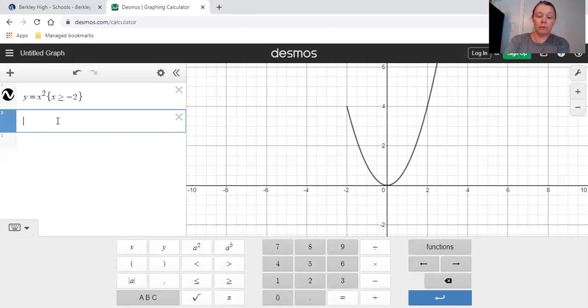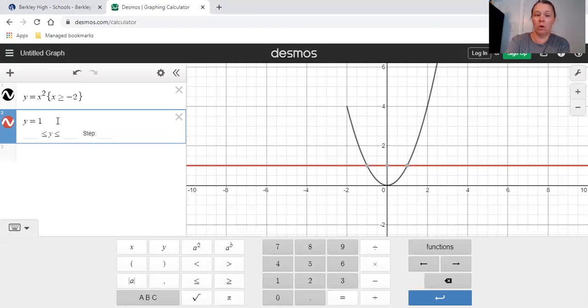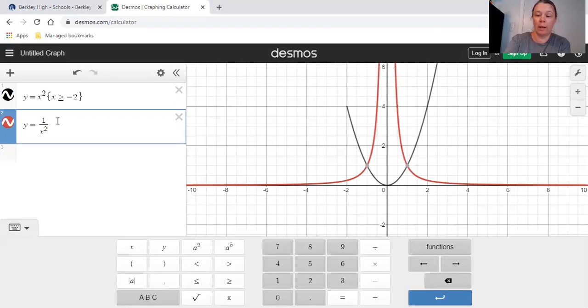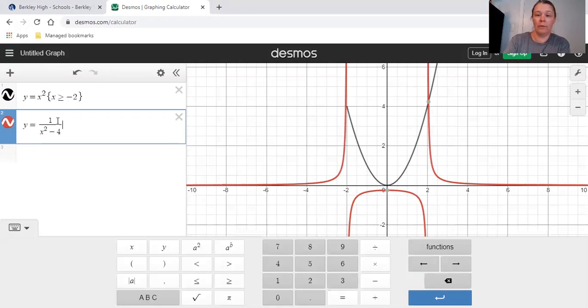Okay, so then for my second part, y equals 1 over x squared minus 4. Okay, so this looks crazy right now. I'm going to put in the restriction of x is less than -2, and that will clean up some of that mess.